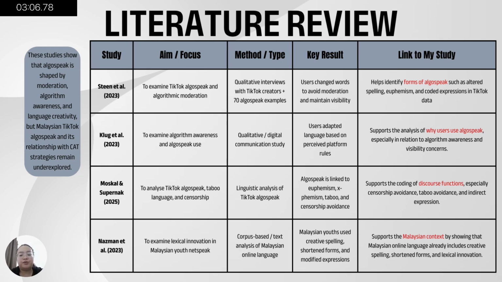For the literature review, I focus on four key studies. Steen et al. 2023 found that TikTok users changed words to avoid moderation and maintain visibility. This supports my study on AlgoSpeak forms. Klug et al. 2023 show that algorithm awareness affects AlgoSpeak use because users adapt language based on perceived platform rules. Moscal and Supernak 2025 found that AlgoSpeak is linked to taboo language, euphemism, and censorship avoidance. This supports my discourse function categories.